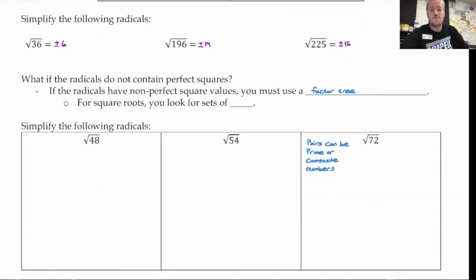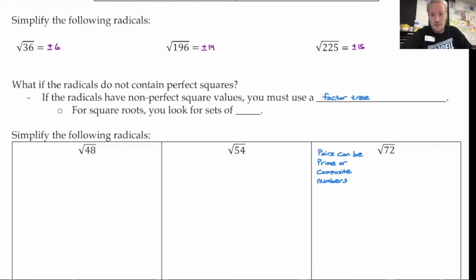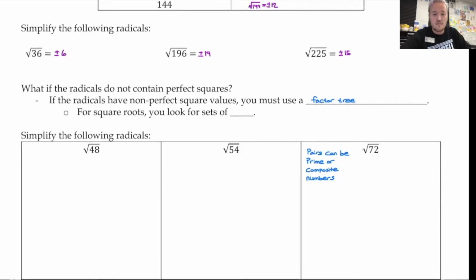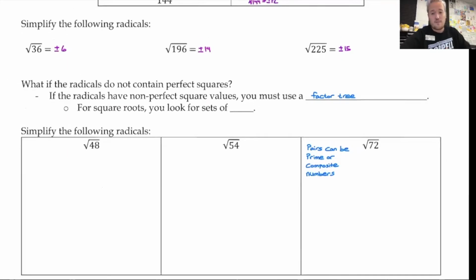All right, so here's the thing. Not all these values are going to be perfect squares. Thinking back to what I said before, what if you want to find the square root of 24? My iPad's freaking out. All right, so if I want to take the square root of, say, 24, we have to get a little more creative with what we do.